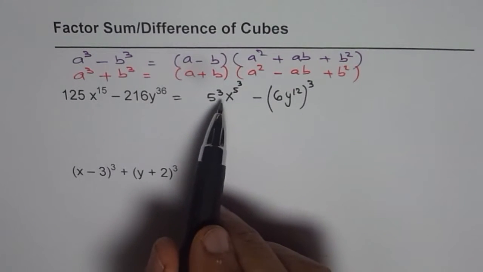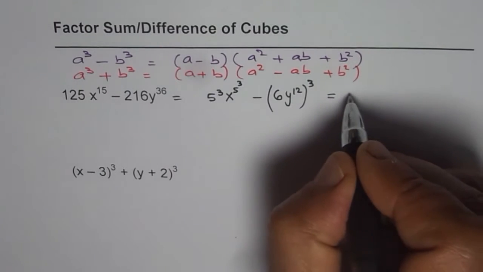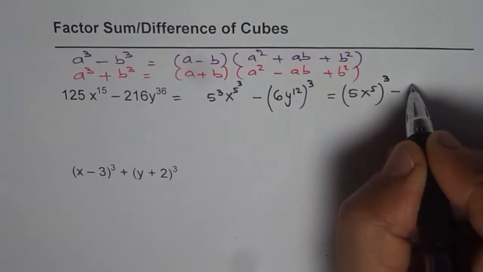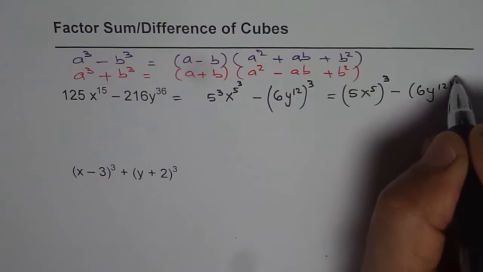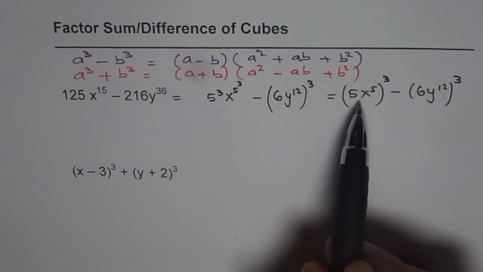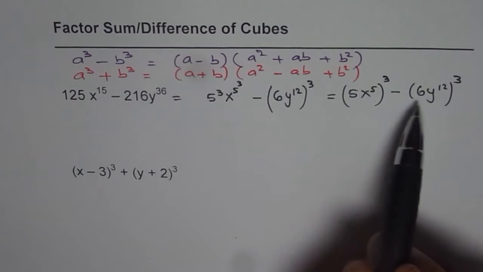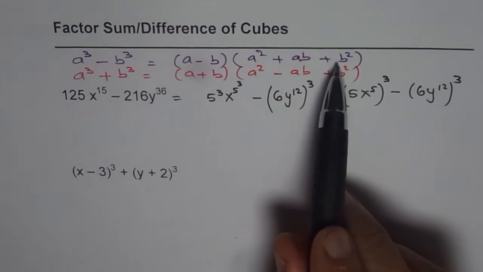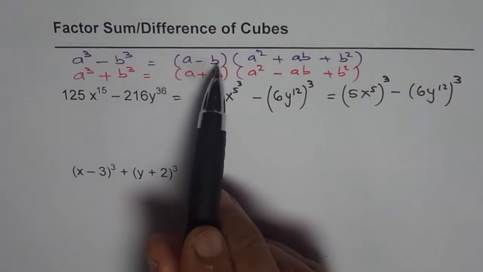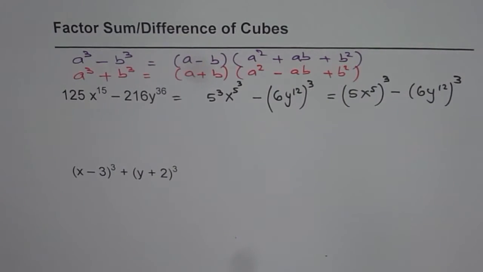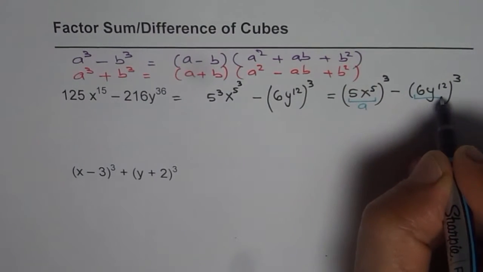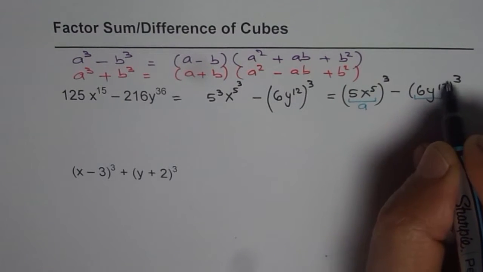Let me rewrite this. I'll rewrite this as 5x to the power of 5, whole cubed, minus 6y squared, whole cubed. Do you see? So the given binomial can be written as a difference of cubes. Now we can factor this using our formula: a cube minus b cube is a minus b times something. And what is a for us? In this particular case, a is 5x to the power of 5 and b is 6y to the power of 2. That is b.